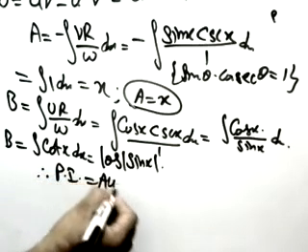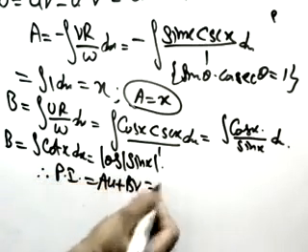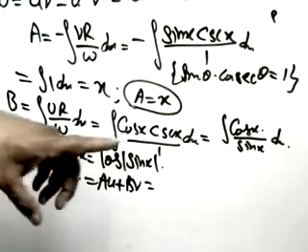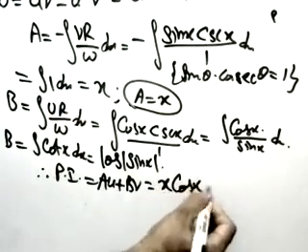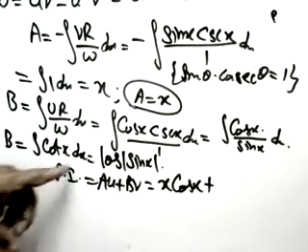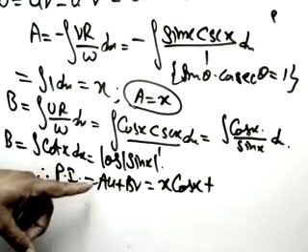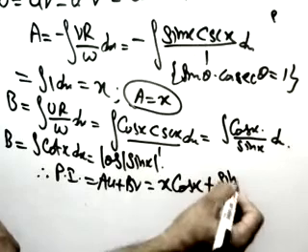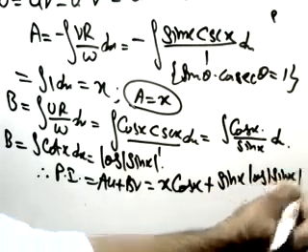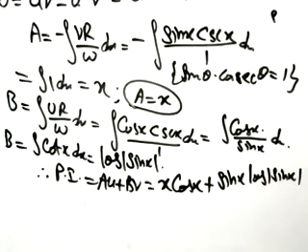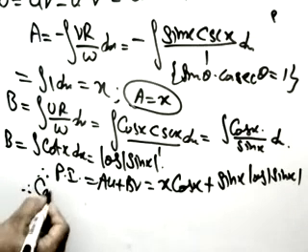Therefore, the particular integral formula we just wrote is a into u plus b into v. The value of a we just got is x, into u which is cos x, plus b into v. V is sin x, so I'm adding sin x here, into b which is log of mod sin x. So we got all this particular integral.